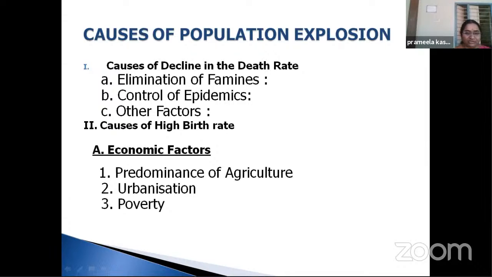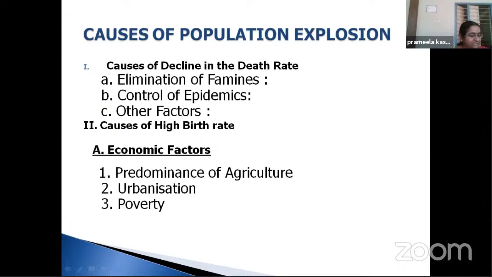Next, the third one, poverty. Poverty is also one of the important causes which keeps the birth rate at a higher level. Under poverty, the level of income is very low. Because of that, mainly poor people treat children as earning members, so they try to increase their family size to earn more income. Due to poverty, they are unable to provide better facilities, and due to poor sanitation, hygiene conditions and malnutrition, the death rate is also high. So they try to earn more income by increasing the family size. Because of that, they are unable to control the birth rate, which leads to population explosion in the economy.